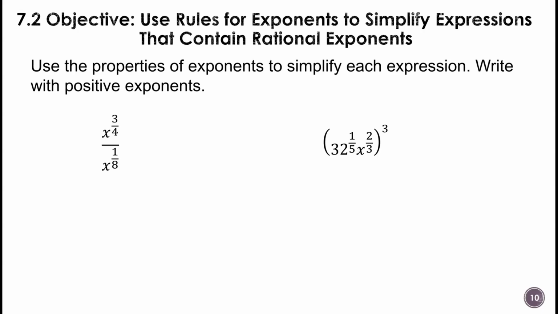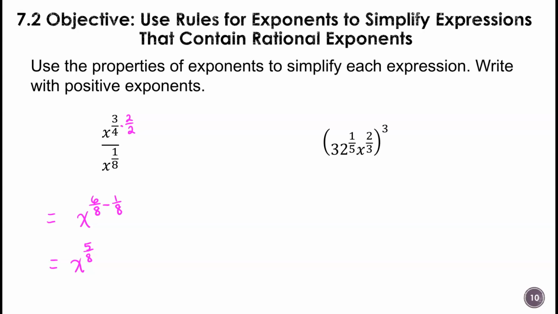All right, so this next one is a quotient. For a quotient, we subtract exponents, and of course we would need a common denominator. So 3/4 would be 6/8, so it's going to be x to the 6/8 minus 1/8, and that would be x to the 5/8 power. Notice it says write with positive exponents, so we're finished with that.